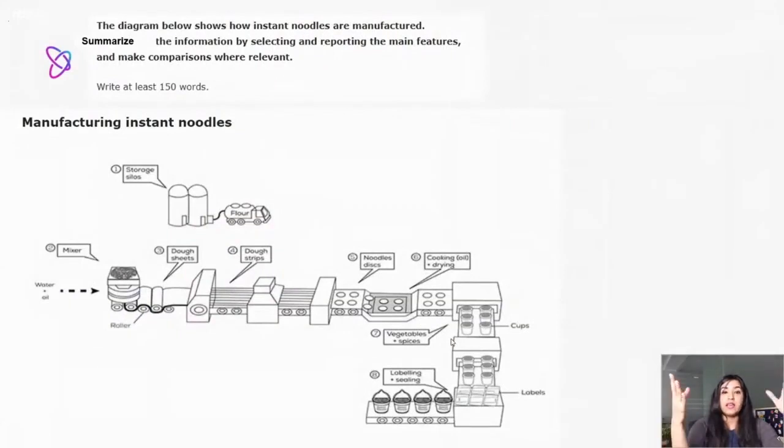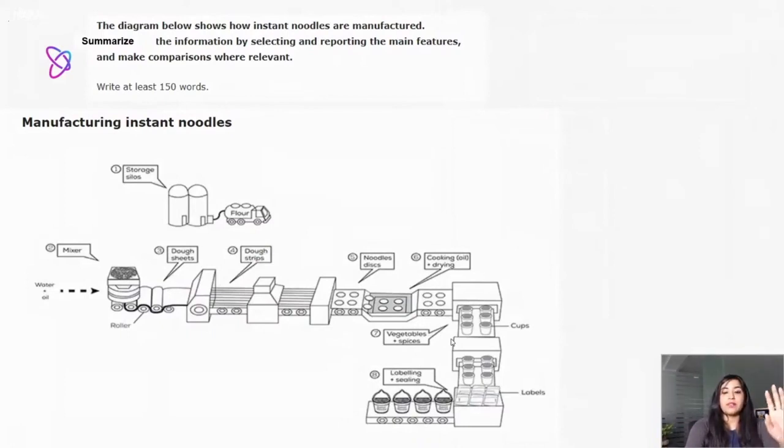Right, so let's do an example question together. Let's see how we can take this question and use whatever skills we've learned just now to answer. So here's the question. The diagram below shows how instant noodles are manufactured. Summarize the information by selecting and reporting the main features and make comparisons wherever relevant. So the general idea is telling us that this is how instant noodles are manufactured. And the instructions want us to summarize the information by selecting and reporting the main features and make comparisons wherever relevant. Okay? So have a look at the different steps.